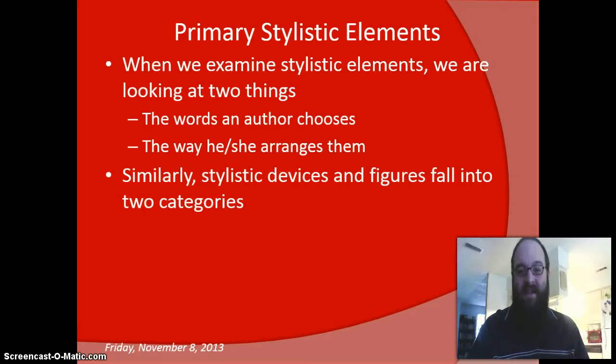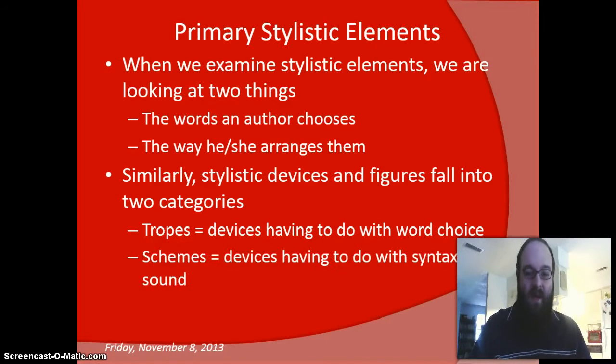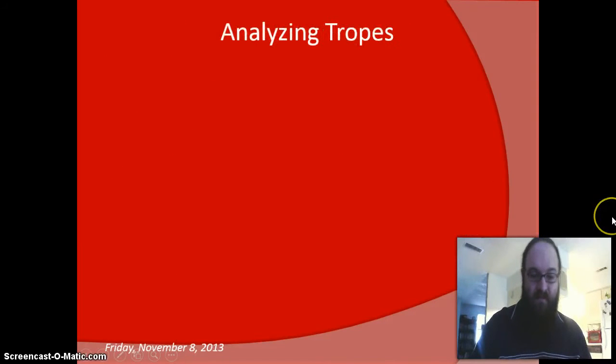Similarly, stylistic devices and figures fall into two categories. Tropes, or what we call tropes, are a collection of devices that have to do with the choice of words. And what we call schemes, or rhetorical schemes, are those devices that have to do with syntax and sound. So you can kind of see how they correspond. The two basic elements of style analysis involve looking at words and how they're arranged. It involves looking at tropes and schemes.